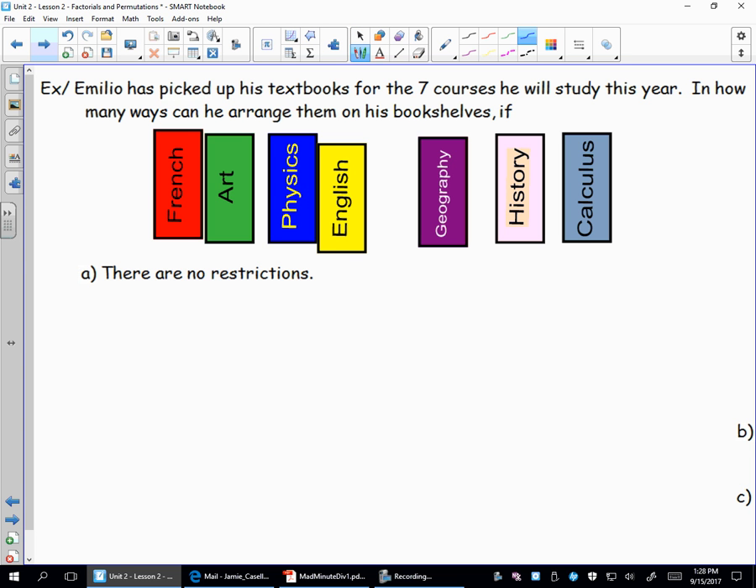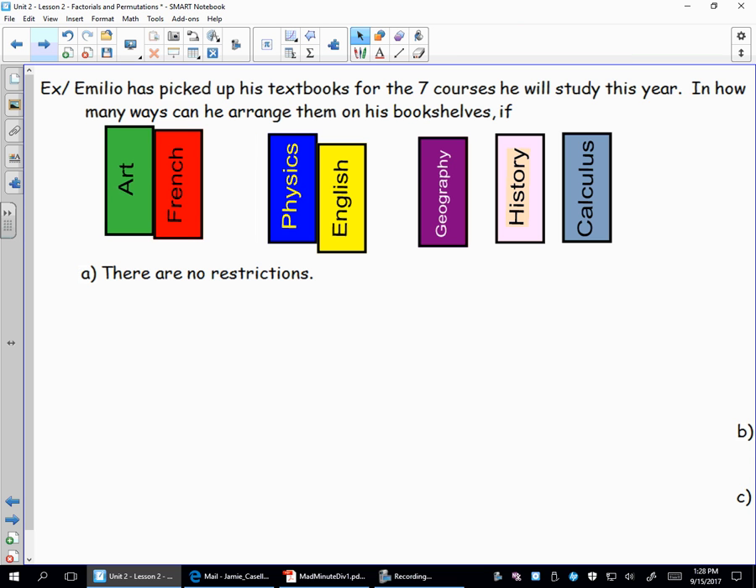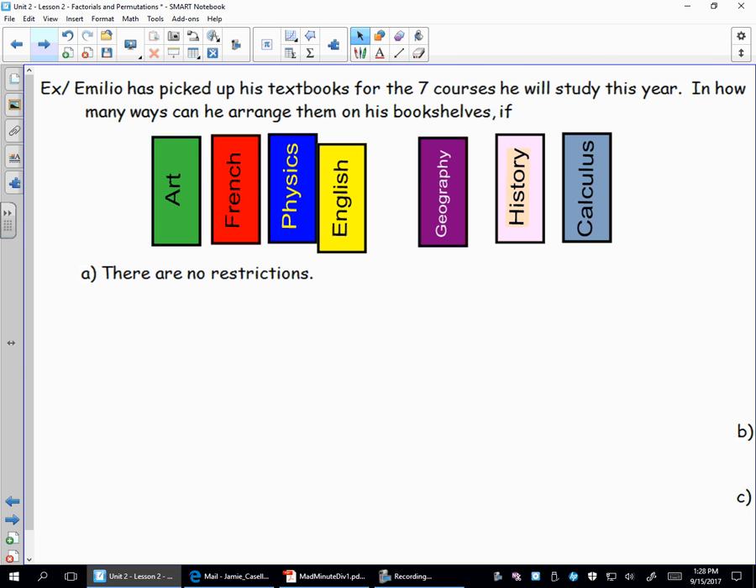And order matters. I can tell French, art, physics apart from art, physics, French. That's a different order. So this is a factorial question. 7 factorial, 7 books. So our answer is 5040. And this is all the math you have to show. The math in this course is often very, very short. The thinking is going to be our trick. Okay, the thinking's big, the math is small.